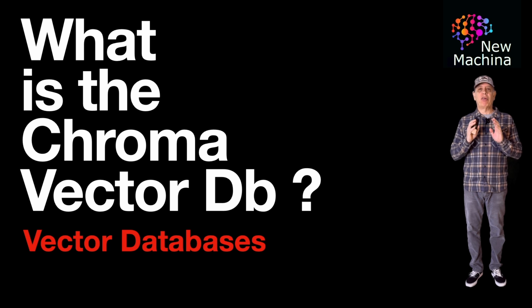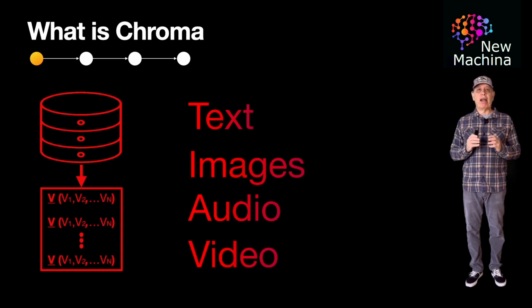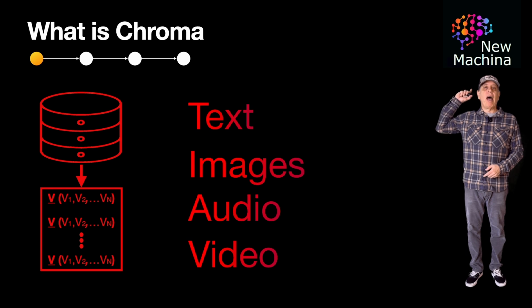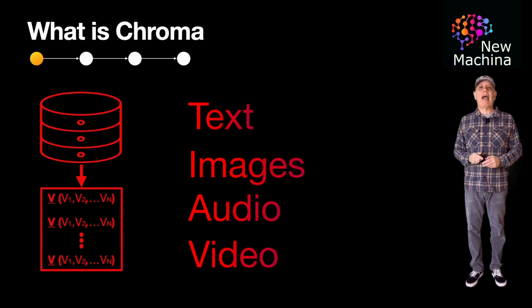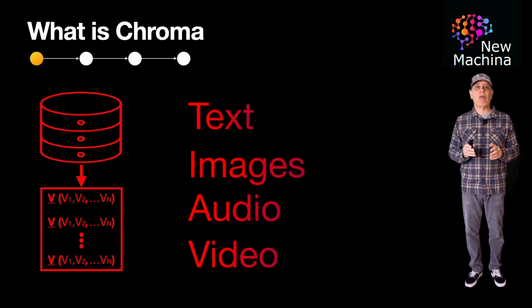Chroma is a vector database. Vector databases are purpose-driven databases designed to efficiently store, index, and query vector data. Vectors are numerical representations of complex data types like text, images, or audio. These vector numerical representations are also known as embeddings. I've created a video on embeddings, and if you like, feel free to check this out for more details.